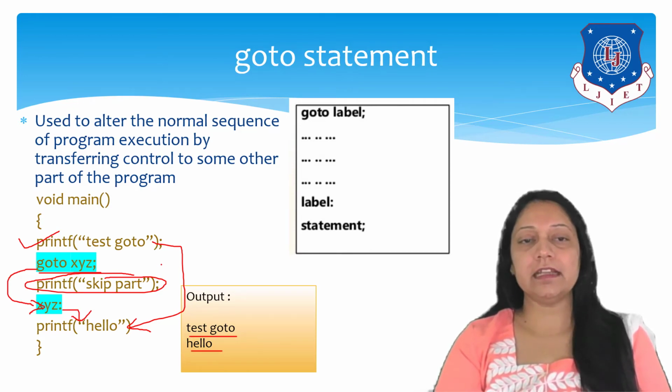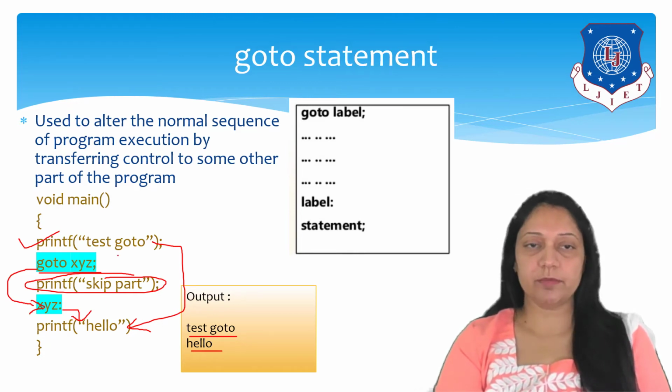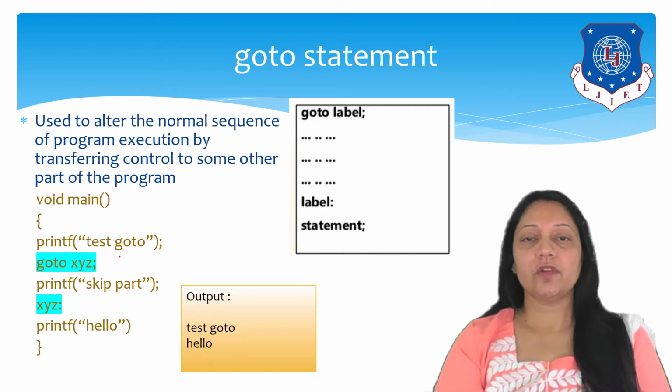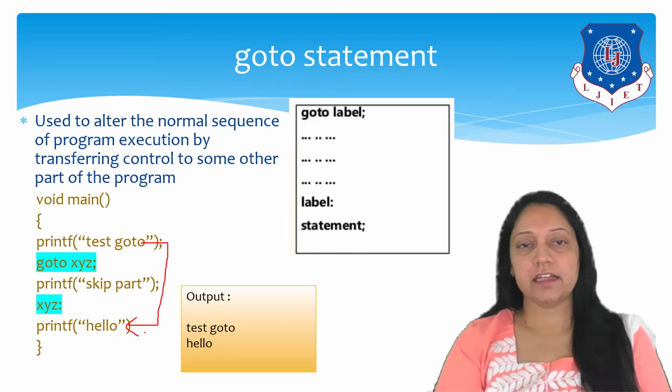So you can see here that we are jumping from one place to another using the goto statement. After test goto, we have directly jumped to the printf hello statement and we have skipped the skip part. So goto is used for jumping from one place to another place. The printf skip part has been omitted by the compiler.